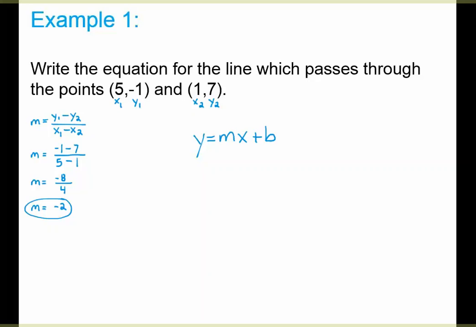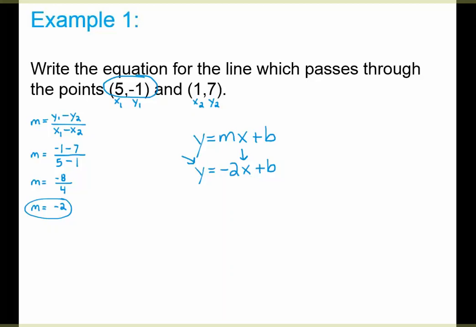So now that we know our slope, we can go ahead and plug it in, and we're left with something like y equals negative 2x plus b. So we just need to figure out what the b is now. This is the point where we're going to plug in a value for x and a value for y. And you can use either of the points given. I'm going to choose to use this one, but you could use the 1, 7 if you wanted to.